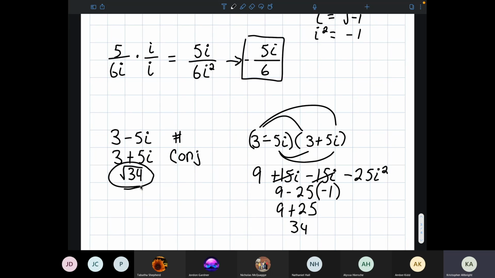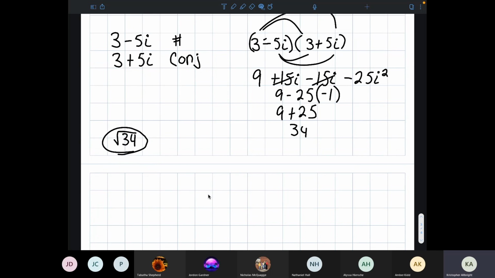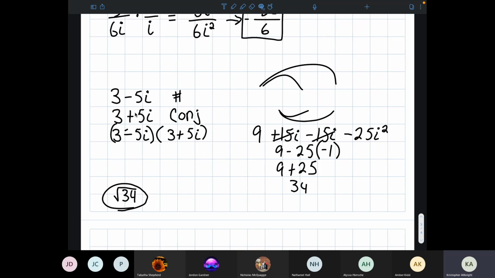So our steps here to find the modulus are: first step, find the number. Second step, find the conjugate, and we do that by flipping the sign of the imaginary part. Then we multiply them together, and then we take the square root. So that will work on number 10 as well.